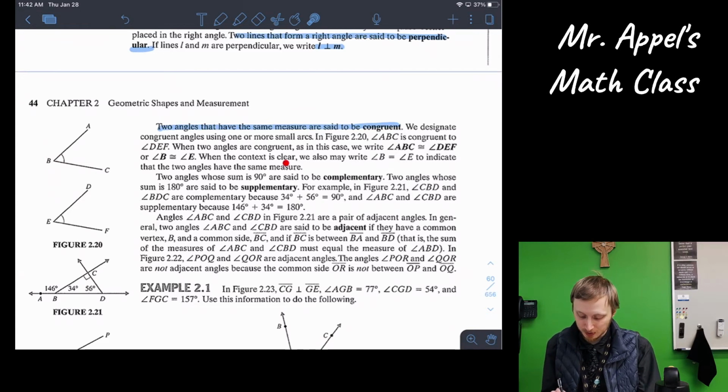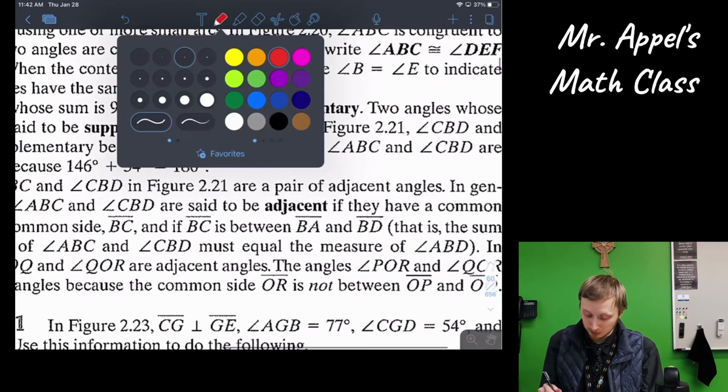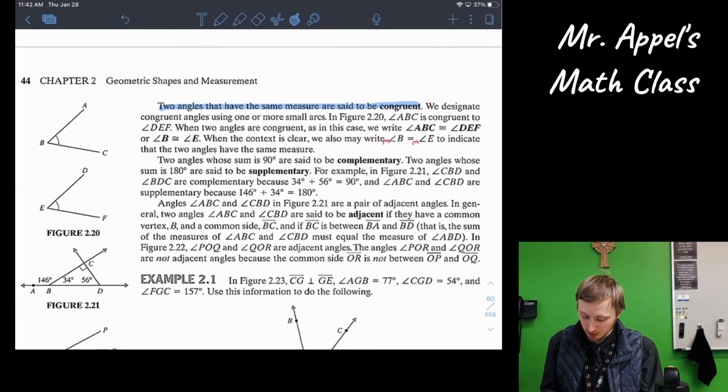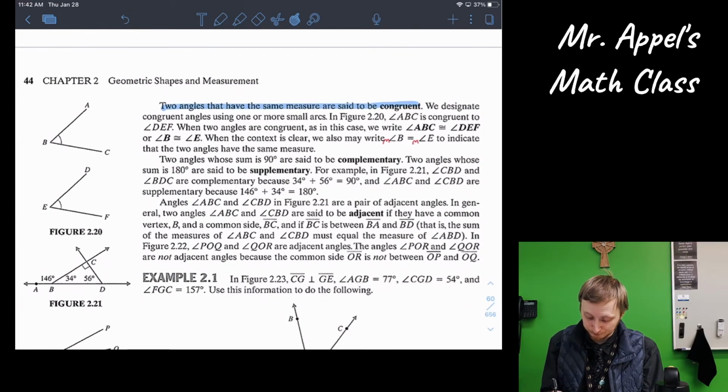When the context is clear, we may also write angle B equals angle E to indicate that the two angles have the same measure. Or properly, you would write the measure. You would add a little M inside here. Right? The measure of angle B is equal to the measure. Shapes are congruent, measures and numbers are equal.